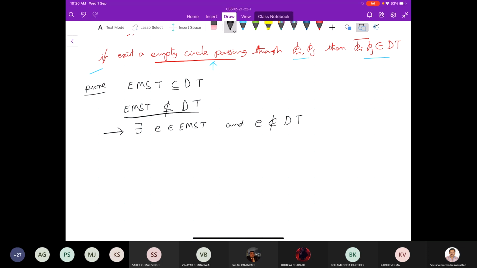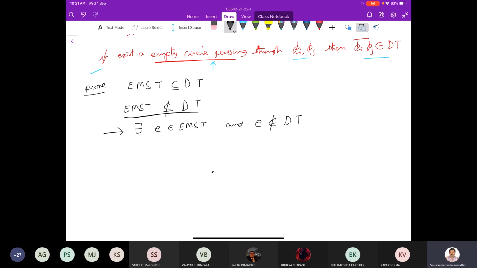Yes? Everybody able to follow? Yes, sir. So if there exists one edge which is present in the minimum spanning tree and is not present in the Delaunay triangulation, then we can say that this minimum spanning tree is not a subgraph of Delaunay triangulation. Okay, let's assume this one.